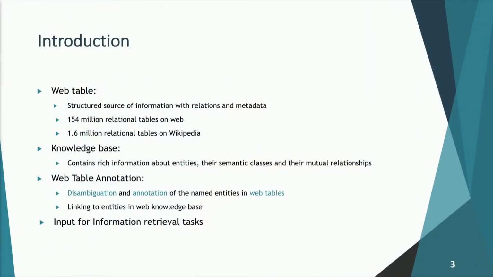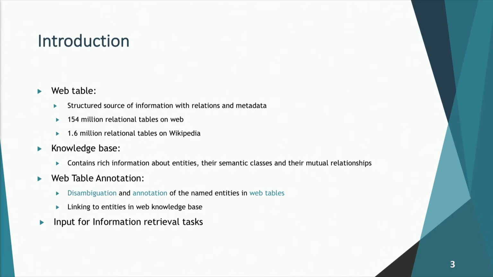So what is the problem? We have millions and millions of web tables on the web. They're a very rich, structured source of information. Oh, that's awesome, so let's use them. But what is the problem? The problem is that we don't have enough information, the exact information on the specific entities on those web tables. But then what can we do for that?